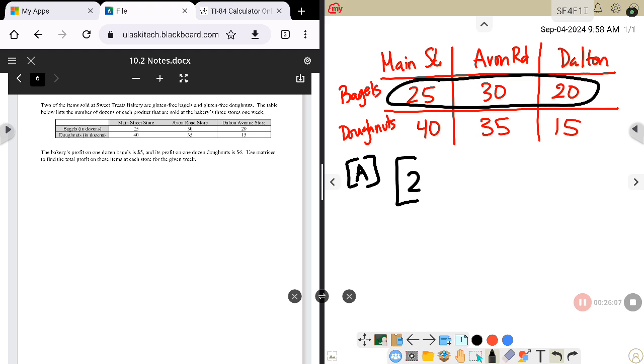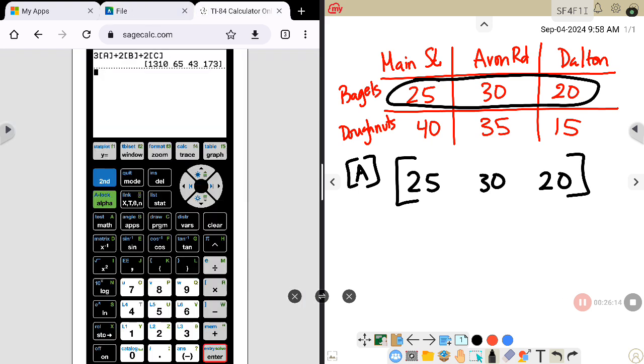So I'm going to have 25, 30, and 20. So let's go to our calculator and edit a new matrix. So second matrix, over to edit. This time I have 1 row and just 3 columns. So let's enter these. So I've got 25, 30, and 20, and enter. So this is our bagels.